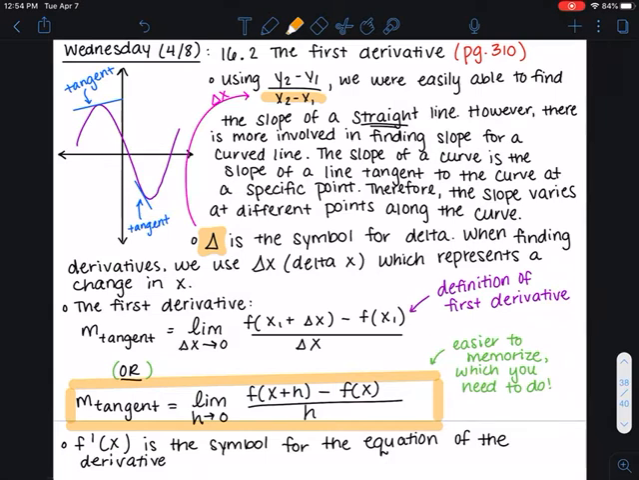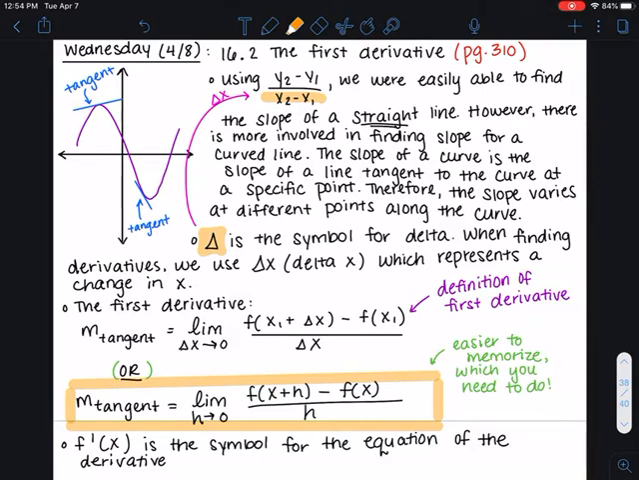This is the symbol for delta. Delta itself is a triangle. So when finding derivatives, we use delta x, which represents a change in x. If you could follow this arrow here, x2 minus x1 is the change in x, so that becomes delta x.